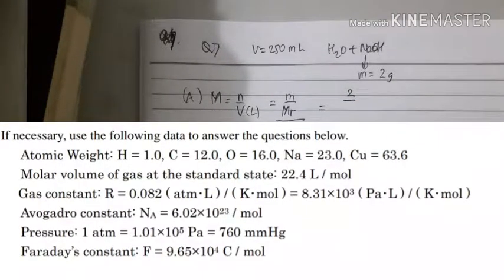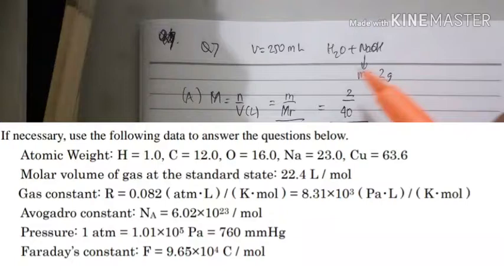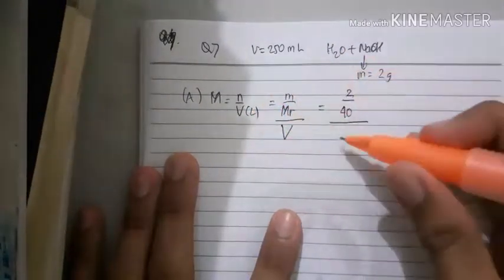At the top of the paper, it has the constants of the molecular weight, where sodium has 23, oxygen has 16, and H is 1. So if you add all of them, we get 40. And now volume, since we have 250 milliliters and we have to convert it to liters, so just divide it by 1000.